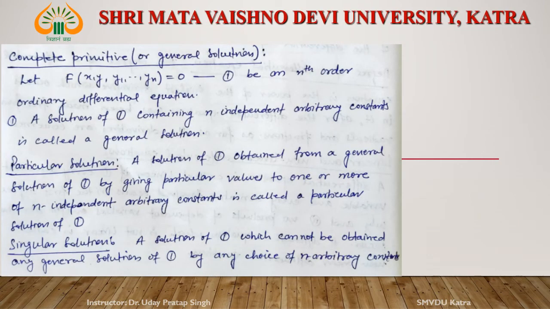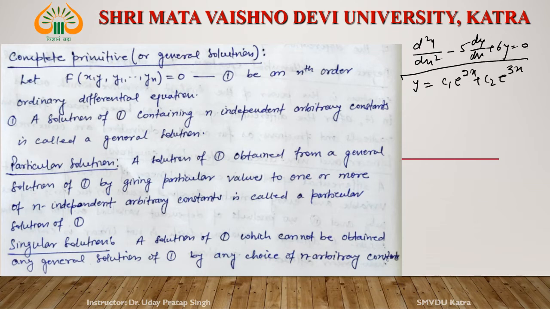Now come to the different types of solution. What is the general solution, particular solution and singular solution? If we solve a differential equation, let us consider our previous example, d2y by dx2 minus 5 dy by dx plus 6y equal to 0. What is the solution? y is equal to c1 e to the power 2x plus c2 e to the power 3x. This is the solution of the differential equation. Okay. You can verify it. Here c1 and c2 are arbitrary constants.